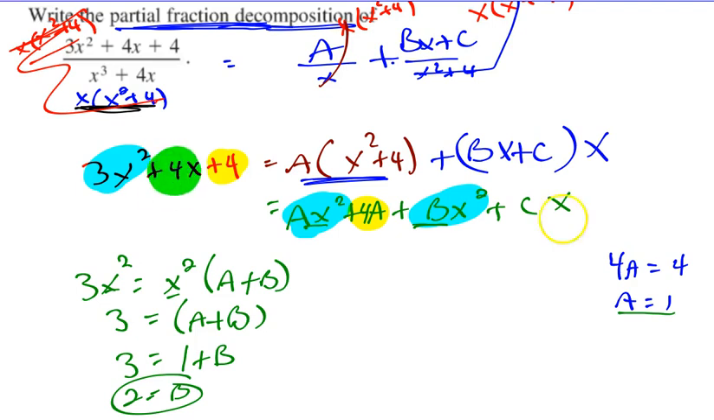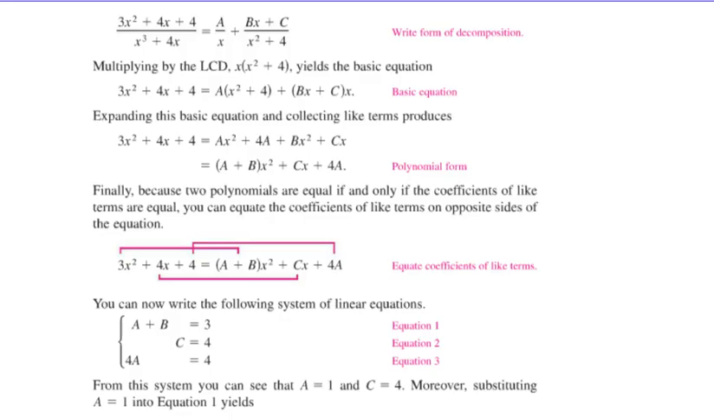That leaves me with my last term. I know 4x has to equal cx. So again, I'm just doing a one-to-one. I know my x squareds equal x squareds, and my x's have to equal my x's. Therefore, c has to equal 4. Now I've got the value of a, b, and c, and finally you can write the equation.